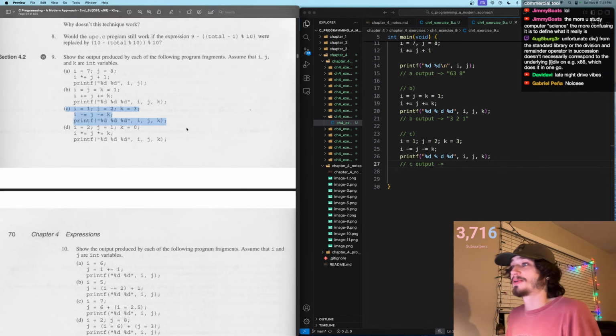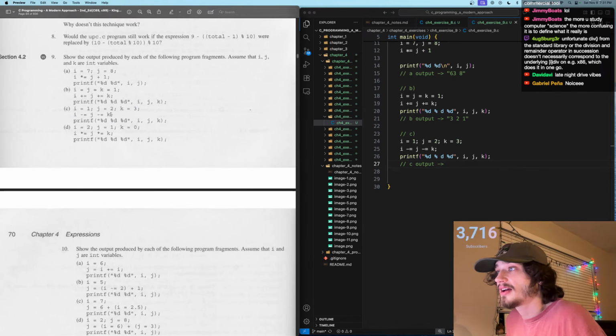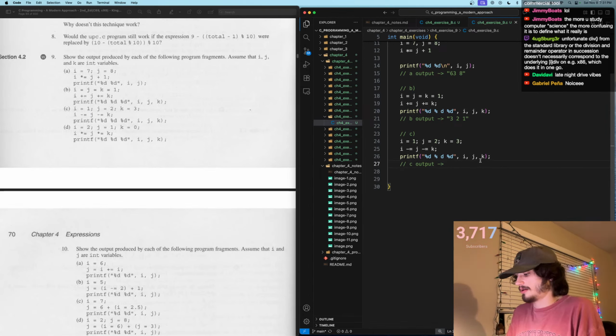Okay, let's keep rolling. So j is going to be reduced by 3. So 2 minus 3 will be -1, so j is going to become -1. i is going to be reduced by -1, so i is 1 minus -1, so plus 1. So i becomes 2. So it'll be 2, -1, 3, I think. We'll see.